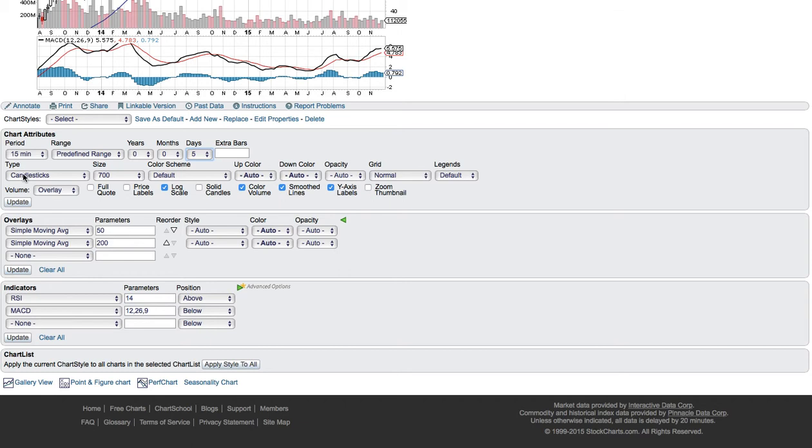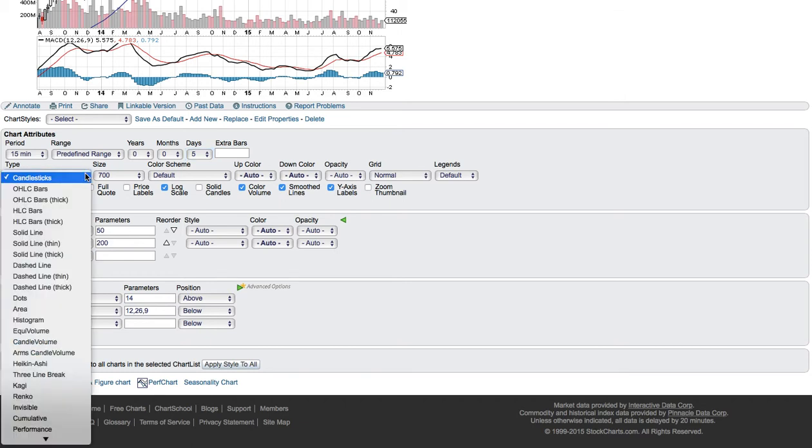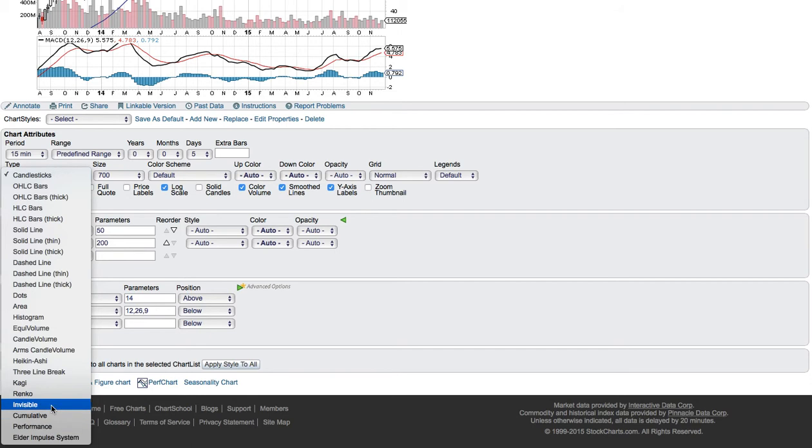And then the next thing is the type of chart. We like to use candlesticks, but these are all different types of charts that you could create. Keep in mind that you can change it. Right now we're using candlesticks because we're all about the Japanese candlesticks, but the others might be something you want to look at at a later date.